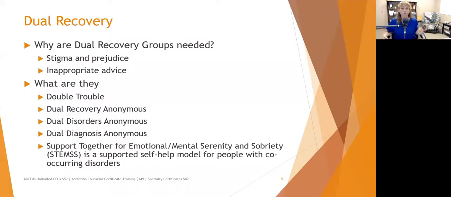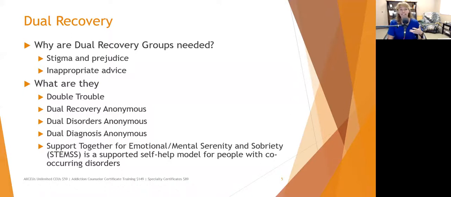So dual recovery programs that are out there, and there can be some organic groups in your area that don't fall under these, but some of the more trademarked, if you will, dual recovery groups include Double Trouble, Dual Recovery Anonymous, Dual Disorders Anonymous, and Dual Diagnosis Anonymous. So obviously those are all 12-step programs.